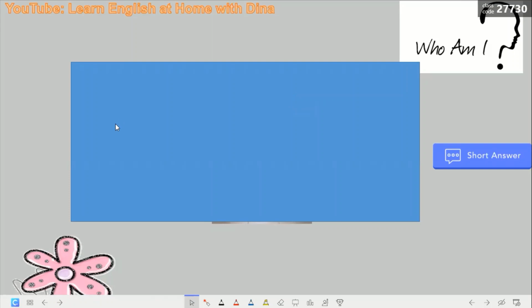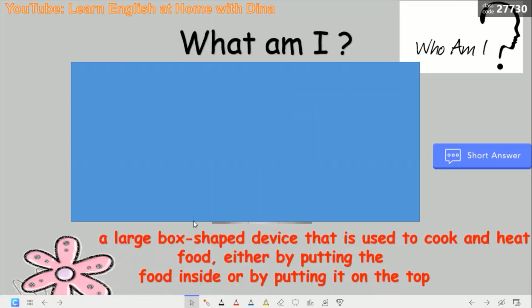Let's start by reading the sentence. What am I? Try to guess. A large box-shaped device that is used to cook and heat food, either by putting the food inside or by putting it on the top.